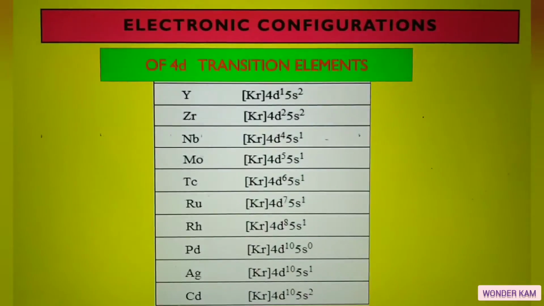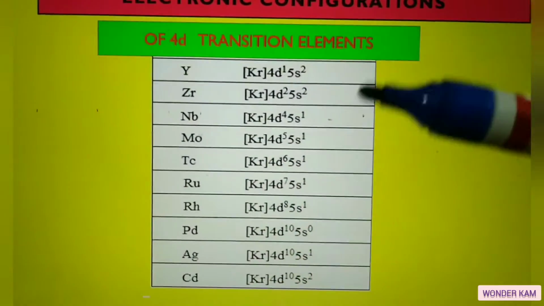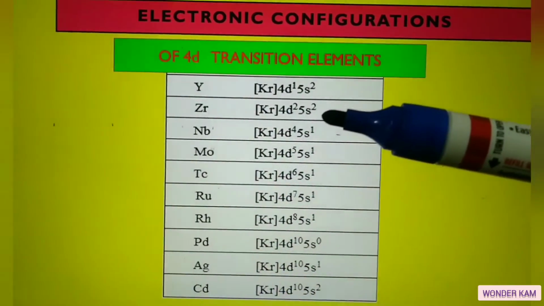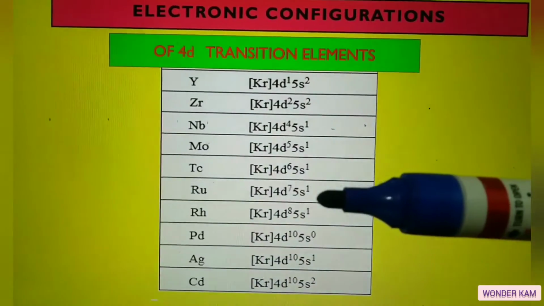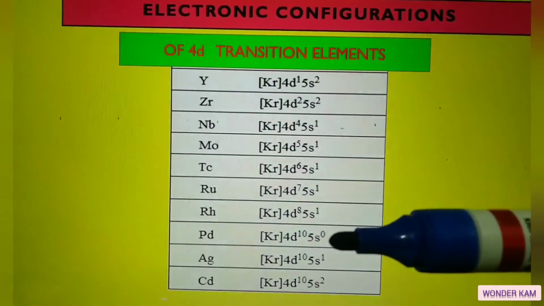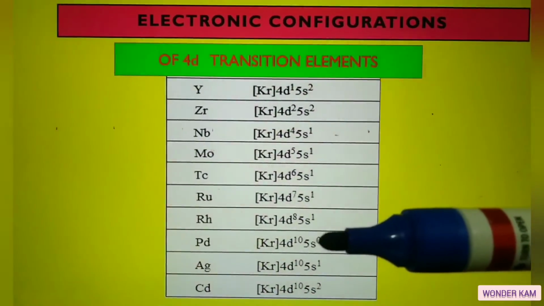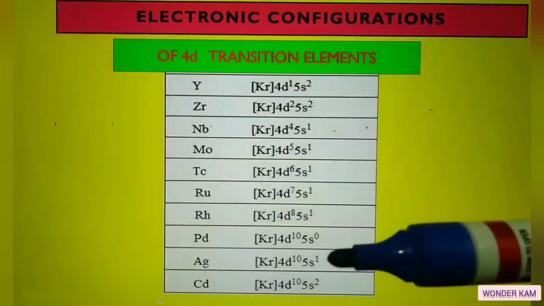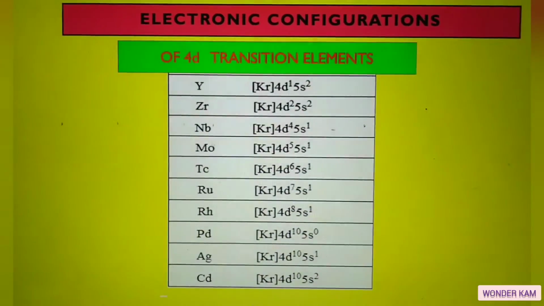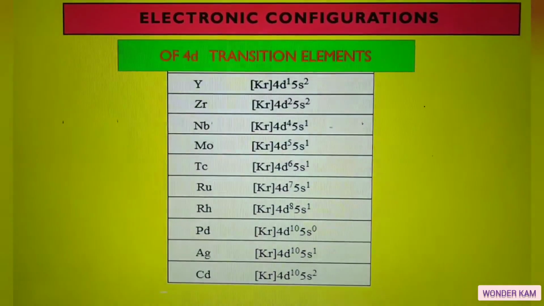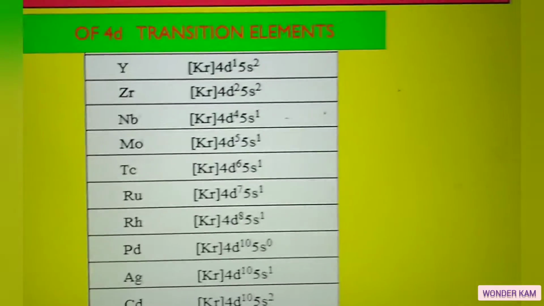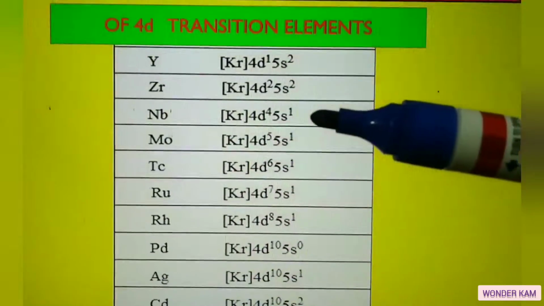Just have a look into the electronic configuration of 4d elements, where you can observe the shifting of electrons from 5s to 4d orbitals in many elements like niobium, molybdenum, technetium, ruthenium and so on. And in palladium you see there is no 5s electrons at all. We know such type of deviations are due to more stable half filled or completely filled d orbitals.